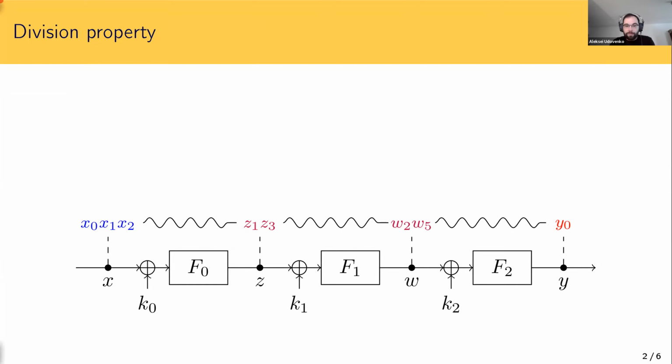Consider this example. In order for y0 as a function of x to contain the monomial x0, x1, x2, there must exist a sequence of monomials in each intermediate state, such that at each step, the product of functions defined by the output monomial contains the input monomial. Such a sequence is called a division trail, and they are searched using SAT or SMT solvers or MILP optimizers.